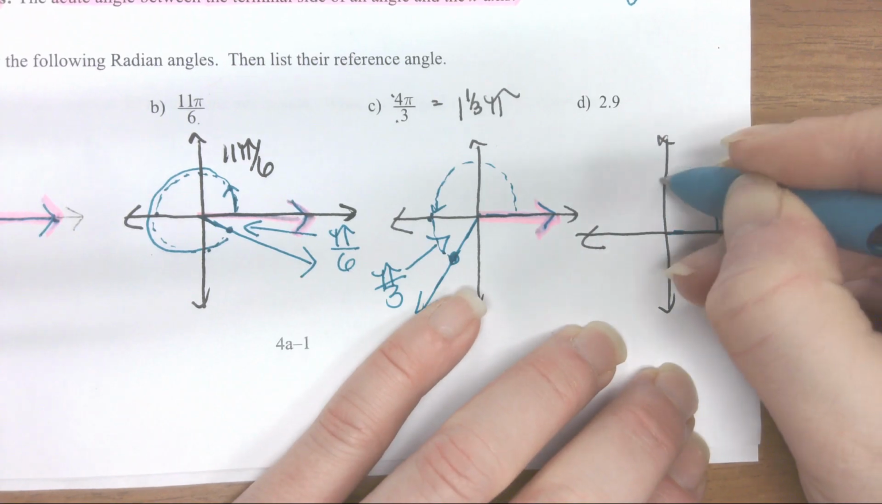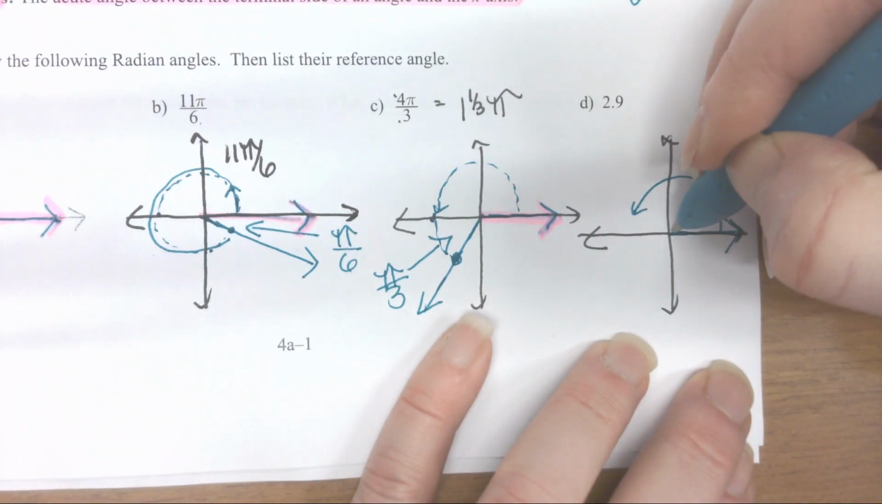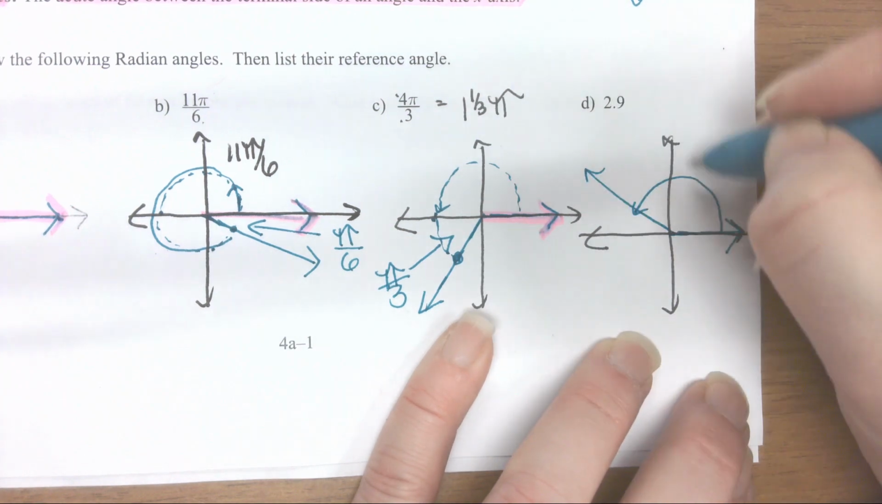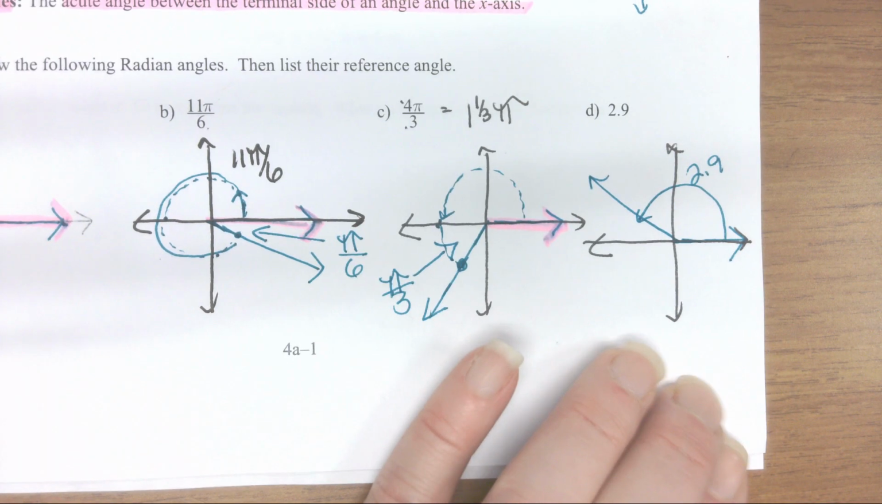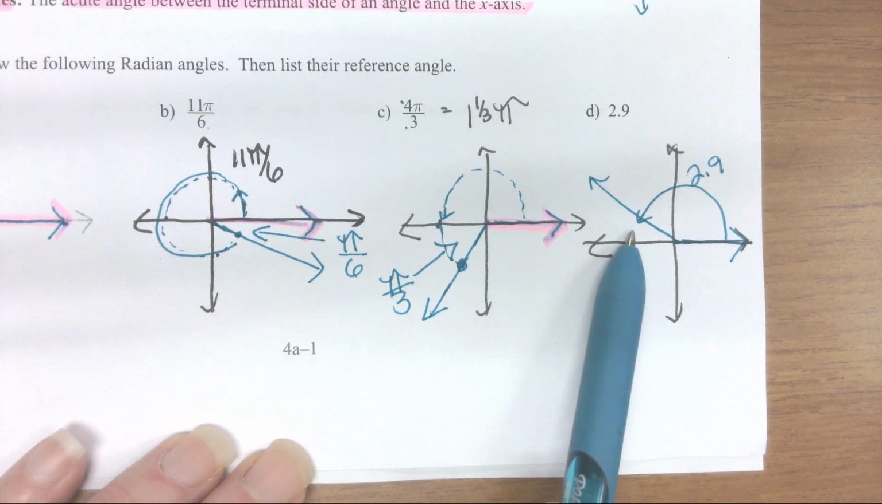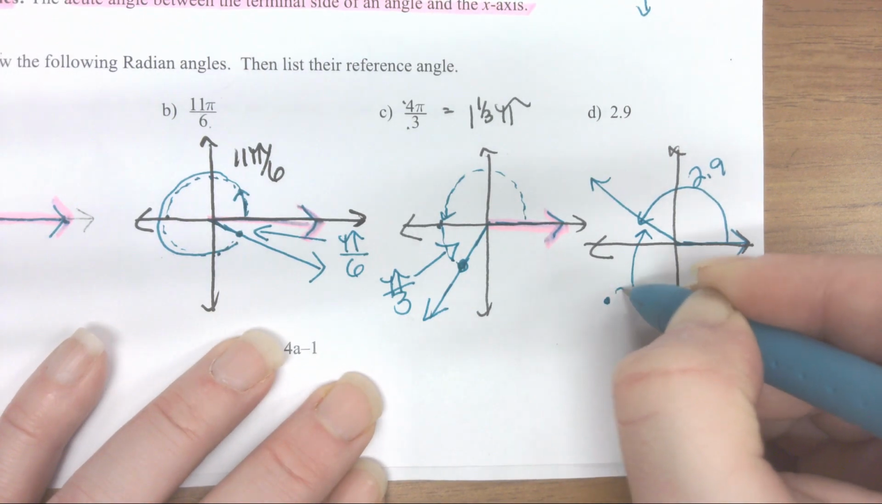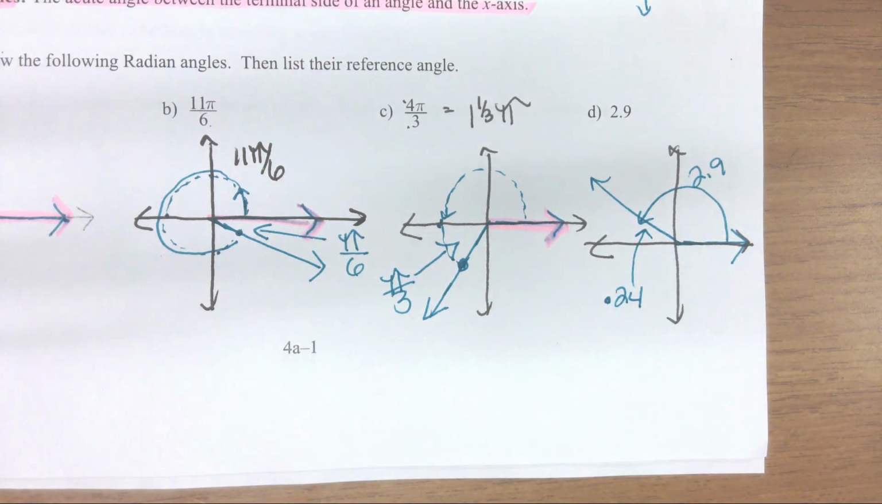I'm going to end before I get to 180, okay? That's going to be my terminal side. This is 2.9 radians. And so if you would take 3.14 minus 2.9, that would be the reference angle. And that is 0.24, correct? Radians. Okay, so finding some reference angles.